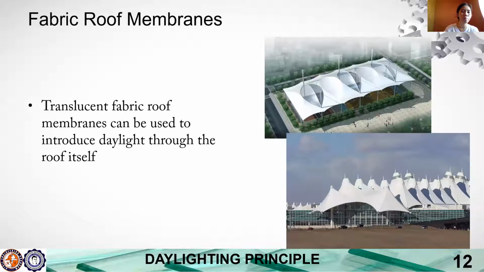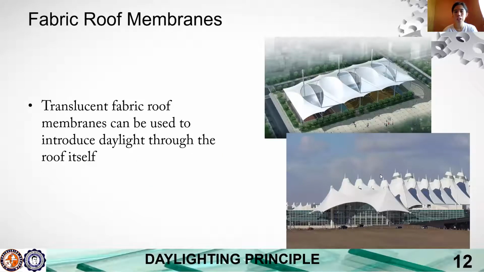fabric roof membranes. Fabric roof membranes can be used to introduce daylight through the roof itself. On clear days, these roof membranes virtually eliminate the need for indoor artificial lighting. The main use for fabric structures has been for sports stadiums, shopping malls, harbors, and airports. This one is the Denver International Airport.